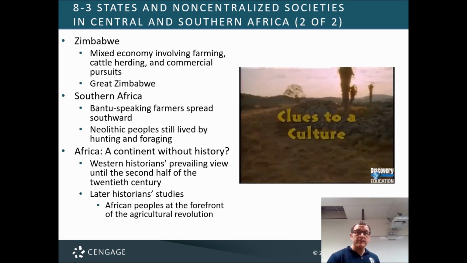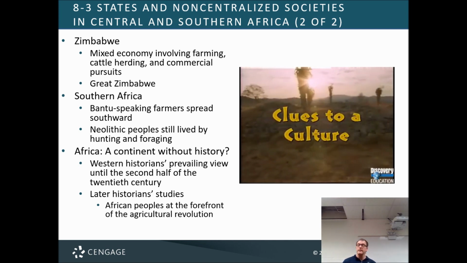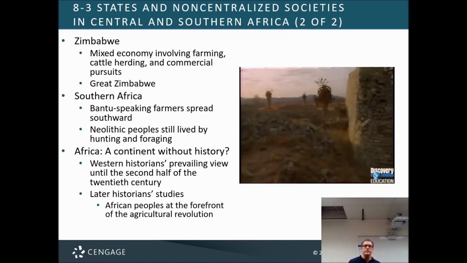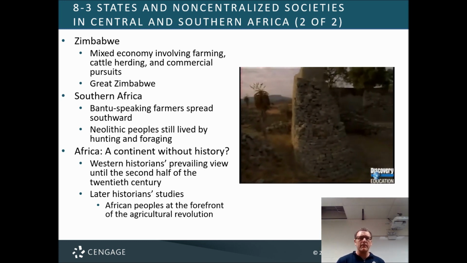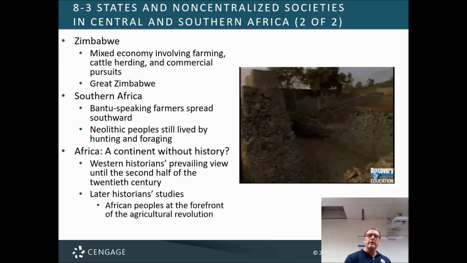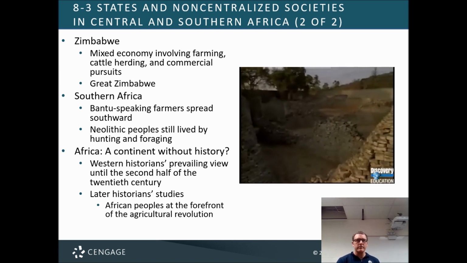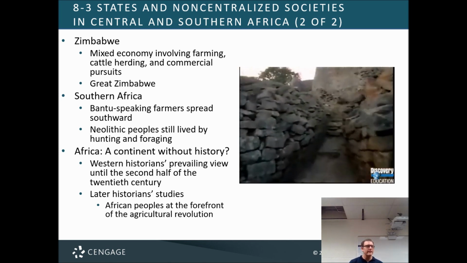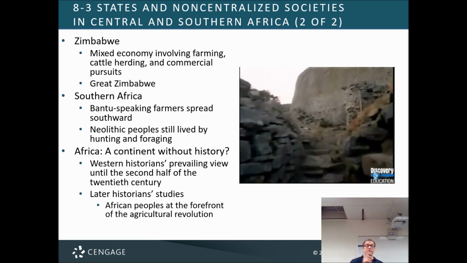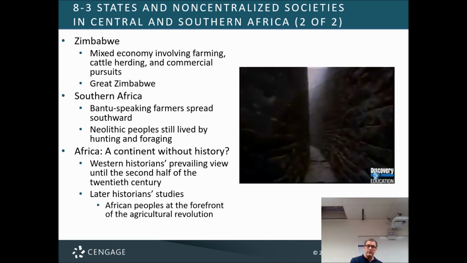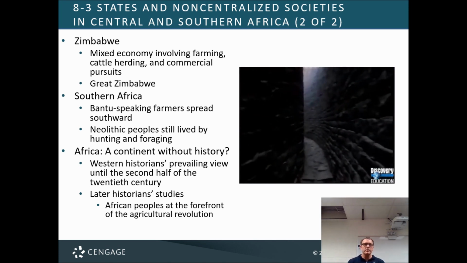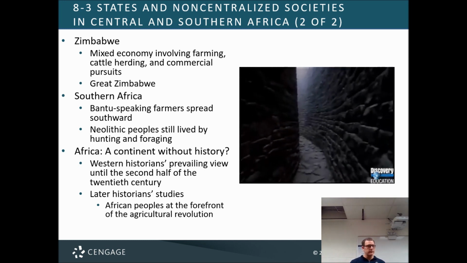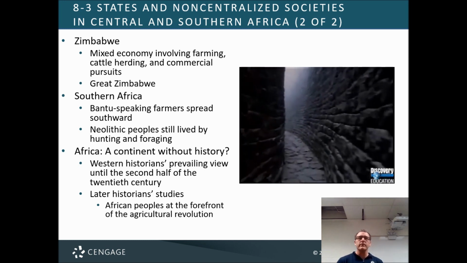Now, that's not to say these people weren't wealthy, and that's not to say that none of them dwelt in community. Perhaps one of the largest cities in the world for its time was the great city of Zimbabwe. And so Zimbabwe is located in the grassland regions of the savanna of the Zambezi River. And there you see an economy mixed between agriculture, domesticated animals, but even commercial pursuits, trade, international trade between different countries.